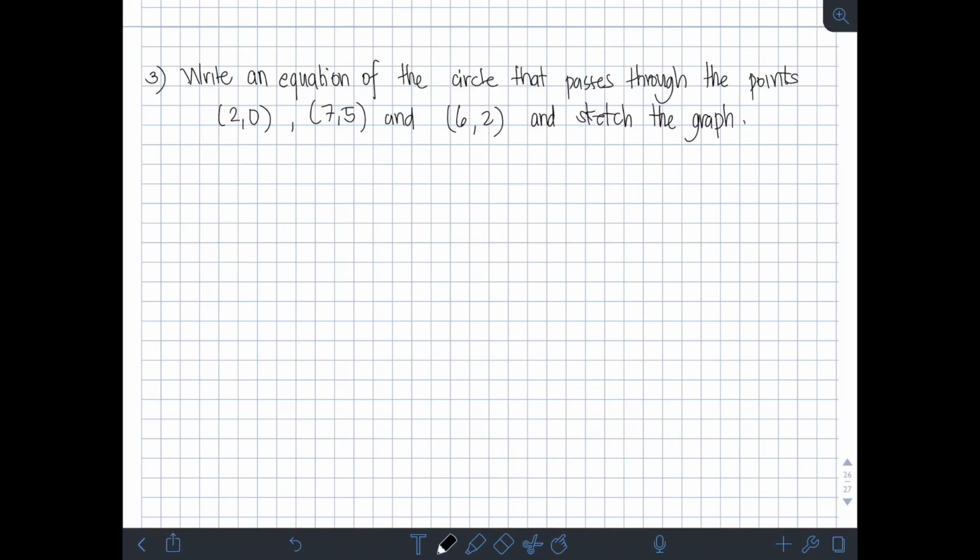Okay, so this time, hanapin daw natin yung equation of the circle that passes through the given points. So, meron tayong 3 points: (2, 0), (7, 5), and (6, 2). And then, sketch natin yung graph. So, this time, 3 yung given na points.